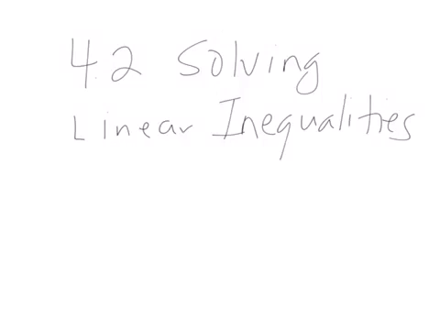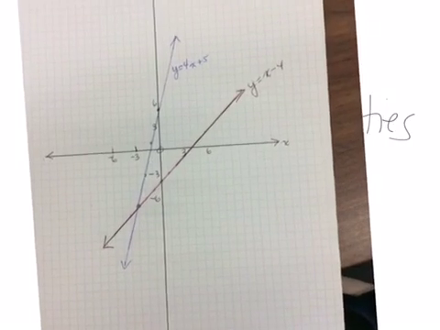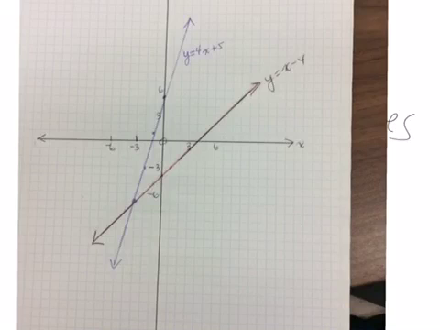Okay, so if you took a look at the graph, what I did, I just graphed the two lines together on the same grid. Let me just pull this off. There you go. So the purple line is y equals 4x plus 5, and the red line is y equals x minus 4. So we just want to know, as the question is saying, when is y equals 4x plus 5 less than x minus 4? So when is 4x plus 5 less than x minus 4?